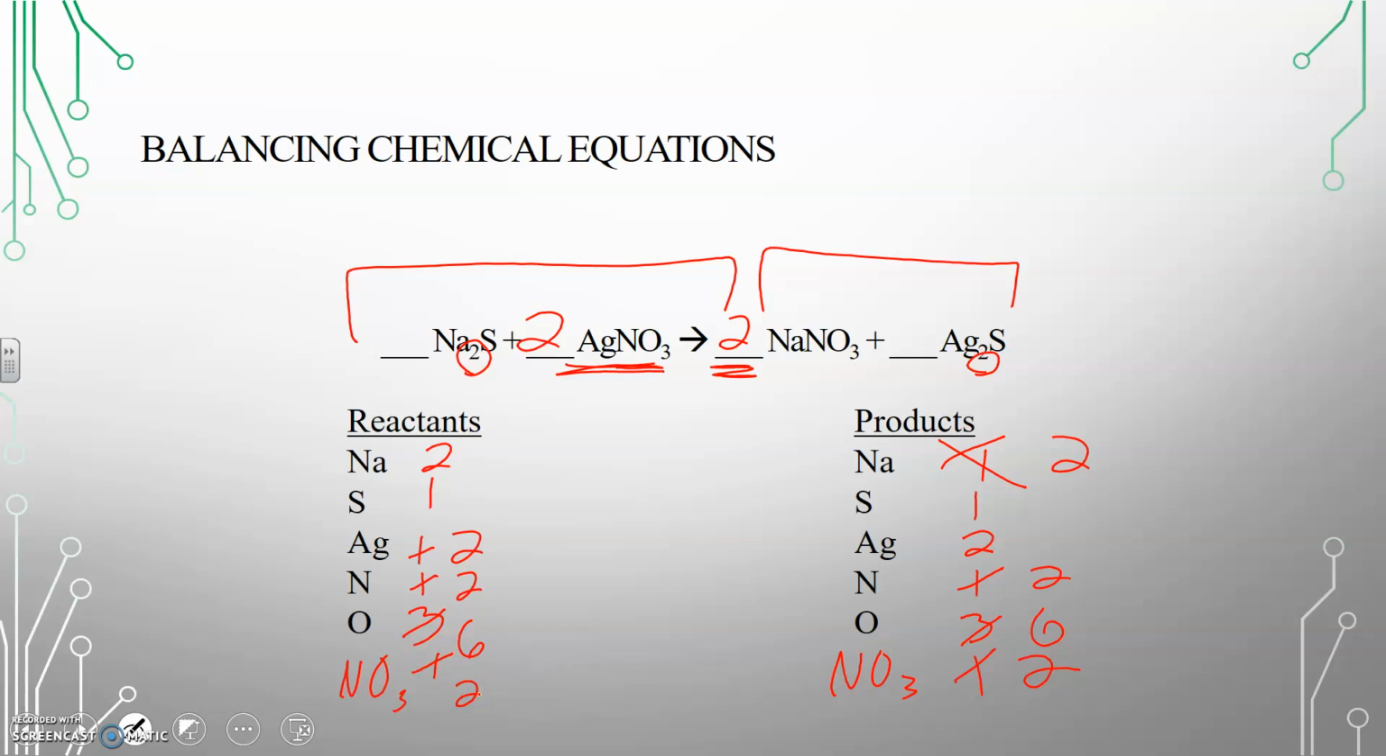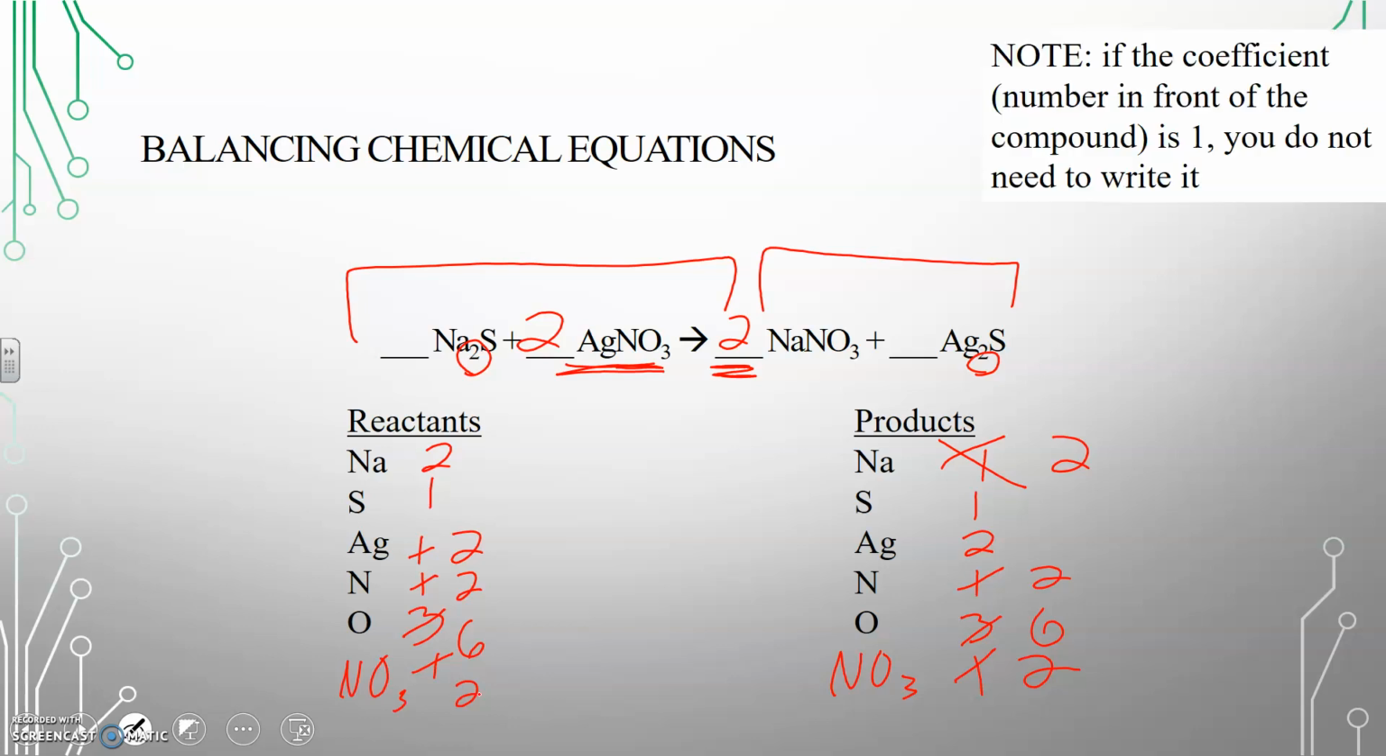And now, if you look straight across, you'll see you have 2 sodium ions on both sides, 1 sulfur, 2 silvers, 2 nitrogens, and 6 oxygens. So they are completely balanced. A note: if the coefficient, which is the number in front of the compound, is 1, you do not need to write it. You can if it makes you feel more comfortable, but it's completely unnecessary. If there is nothing there, it is assumed to be 1.